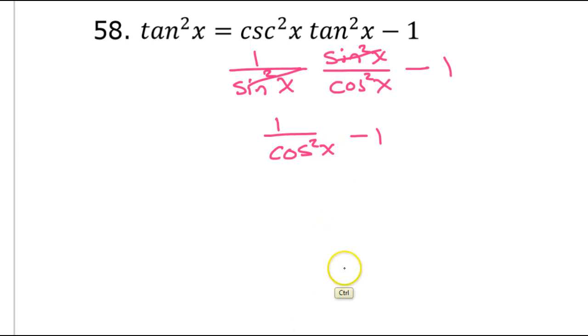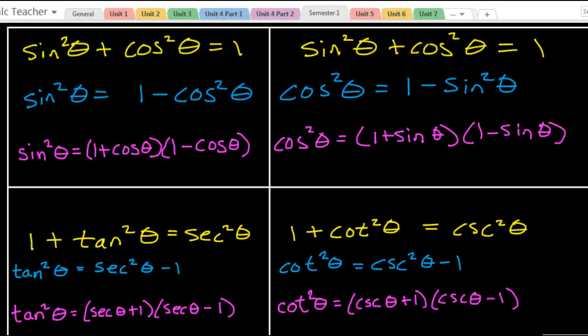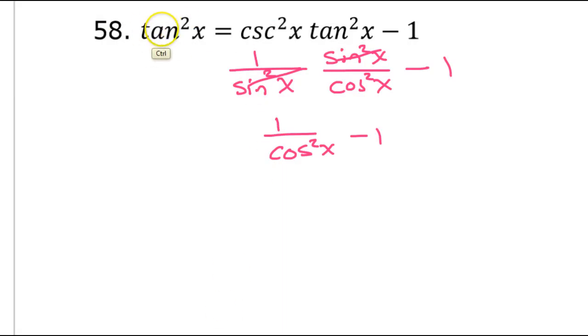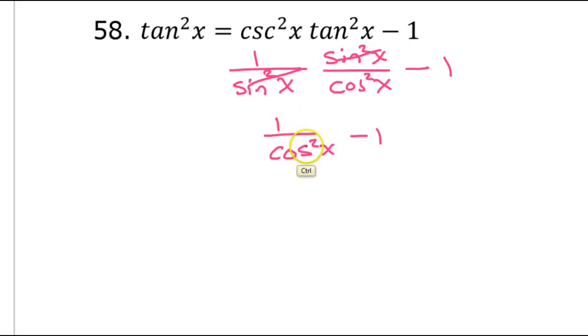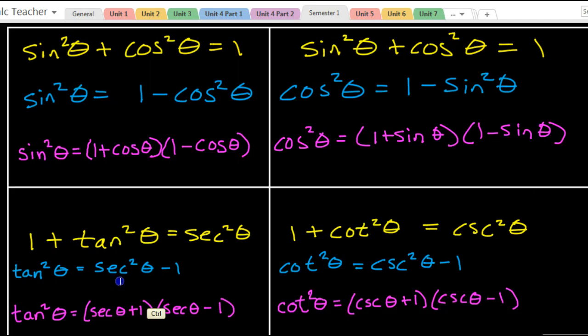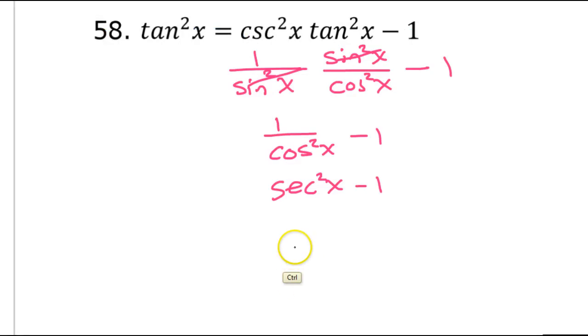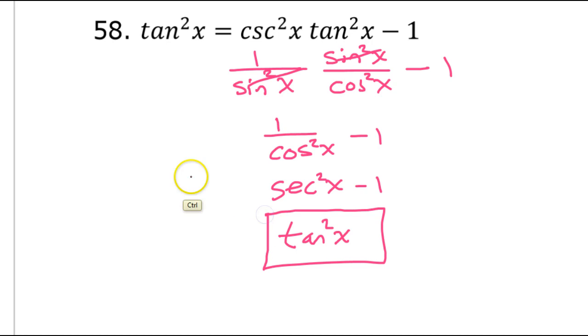Okay, now I'm tempted to rewrite this as cosine over cosine or something like that, but I'm remembering my Pythagorean identities, and I'm thinking of these ones down here. Keeping in mind that my target is tangent, I see this identity right here. Tangent squared is equal to secant squared minus 1. And then I notice that 1 over cosine squared is secant squared. So I have secant squared minus 1. And as you just saw, secant squared minus 1 is equal to tangent squared. So I can go ahead and write tangent squared. And there you go. We are done.